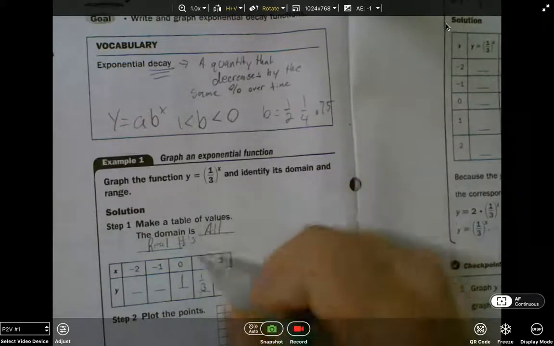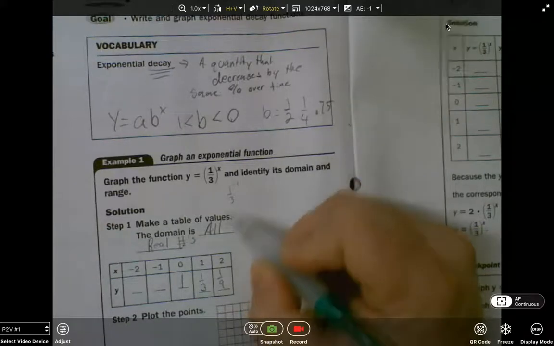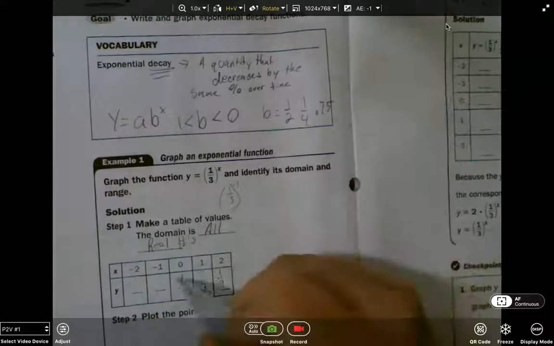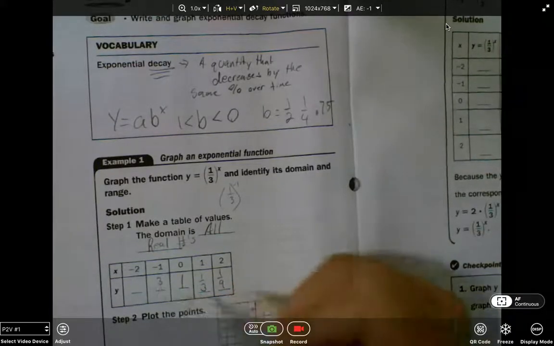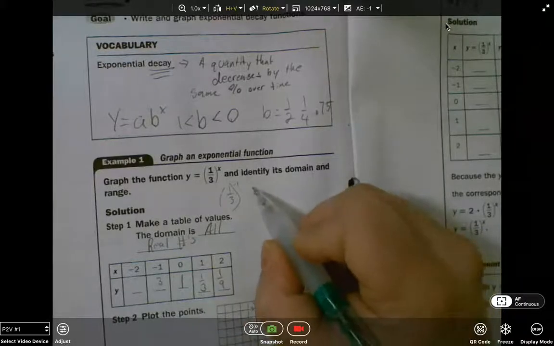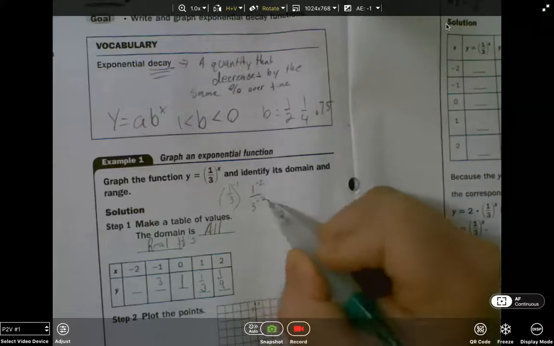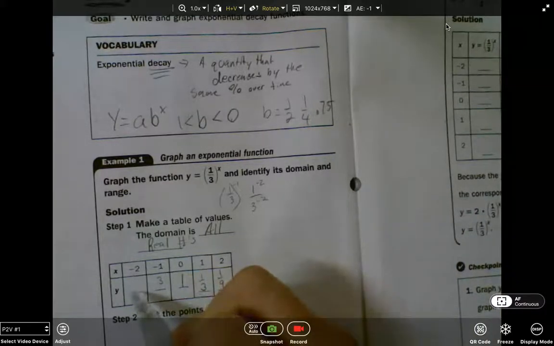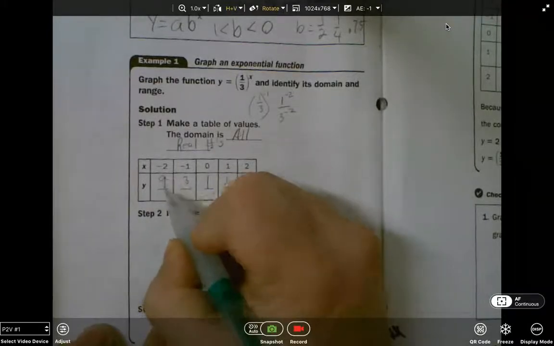Now 1/3 to the -1 is going to flip it over, so that would make it 3/1, or just 3. And 1/3 to the -2: the 1 and 3 switch position, so this would be 9/1, which would just be 9.